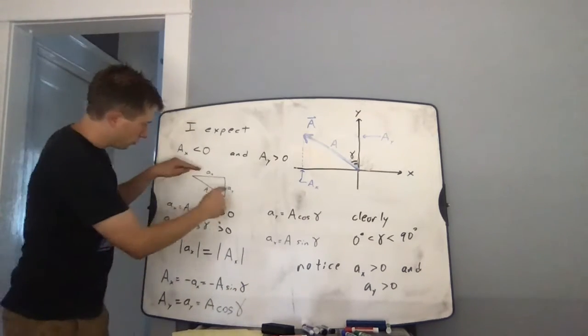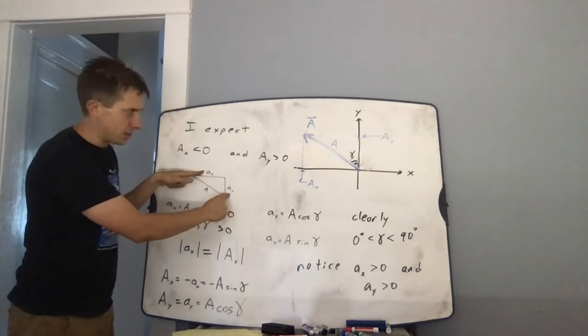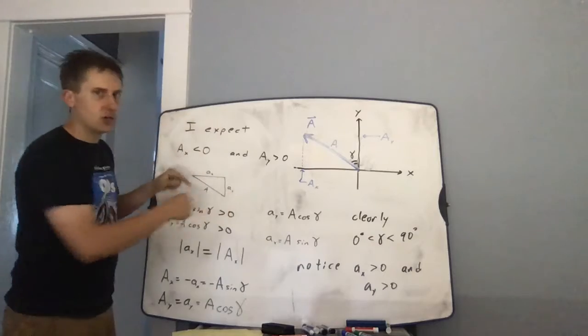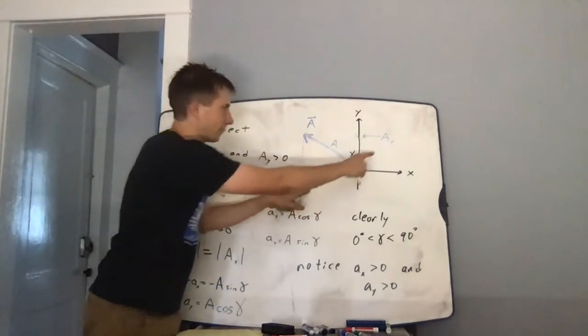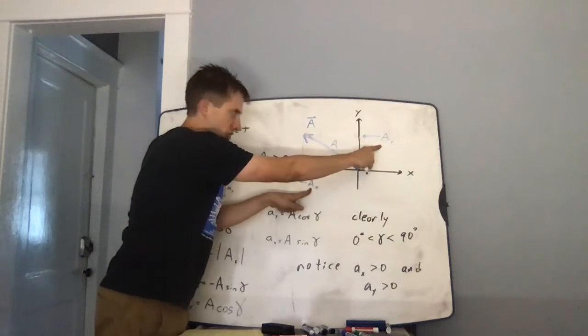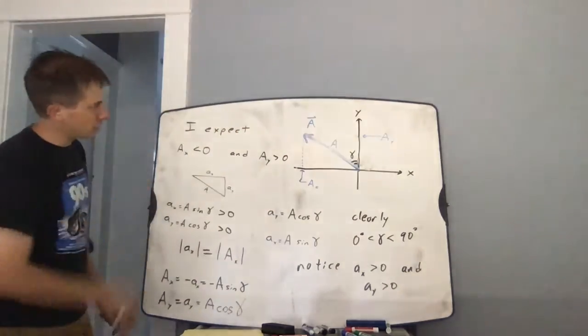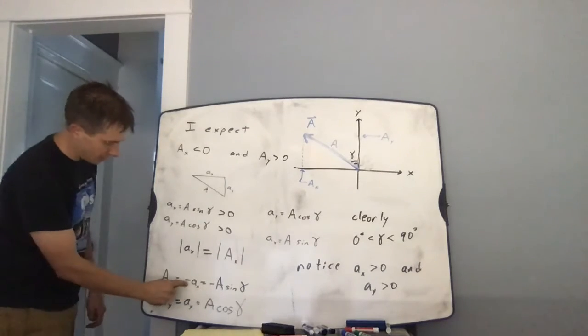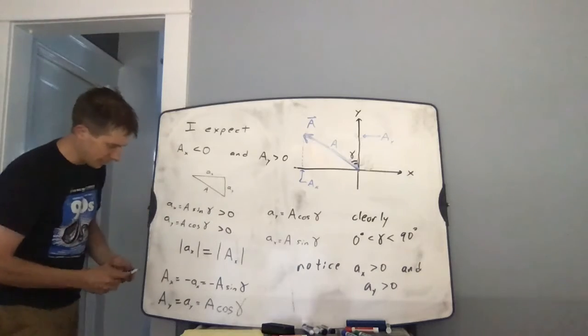So I go through, I find the magnitude of these lowercase a_x and a_y. The magnitude or the absolute value will be the same as the absolute value of these components, which is what I really want to find. But then I need to look at the picture and I need to place a positive or negative sign in here by hand at the end of the day.